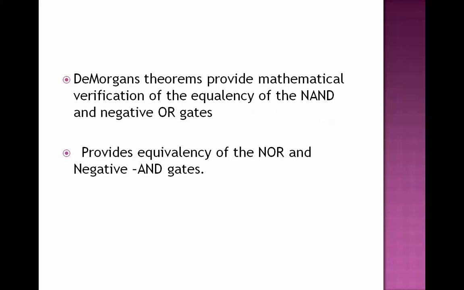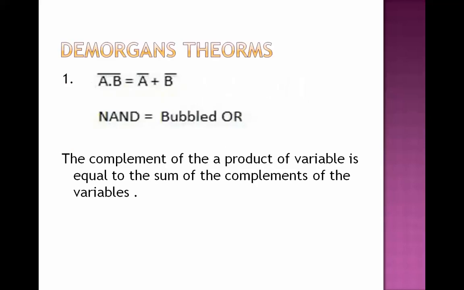There are actually two important functions of De Morgan's theorems. One is that De Morgan's theorem provides mathematical verification of the equivalency of the NAND and negative OR gate. It also provides the equivalency of the NOR and negative AND gate. That means if you are using the NAND gate, that is equivalent to the negative OR gate, and if you are using the NOR gate, that is equivalent to the negative AND gate. So there are two theorems for it. First we will see the first theorem of De Morgan.